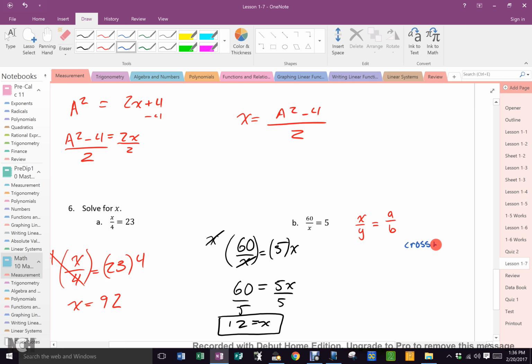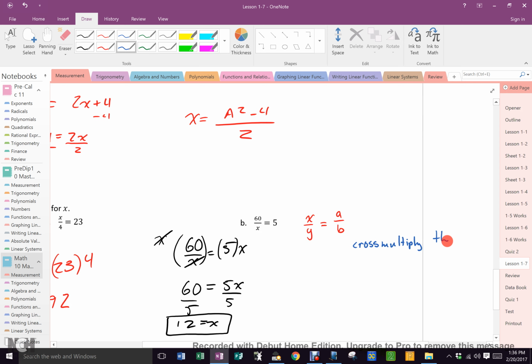Cross multiply the pair and divide the spare. So watch what I mean by that. Go back to the original question. I had 60 over x equaled 5, technically over 1, yes?